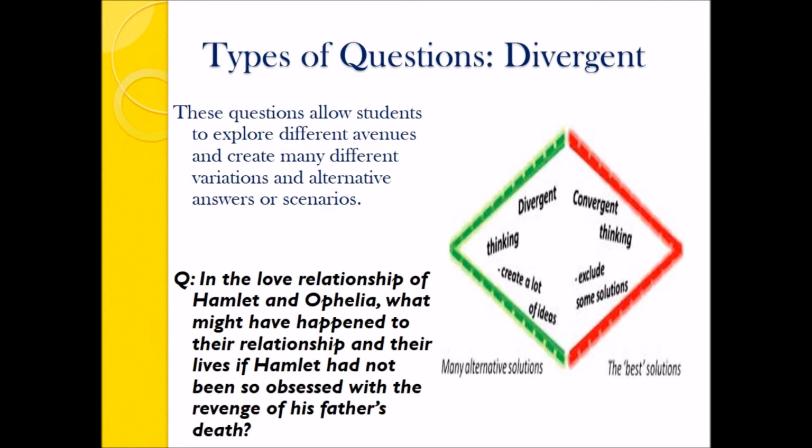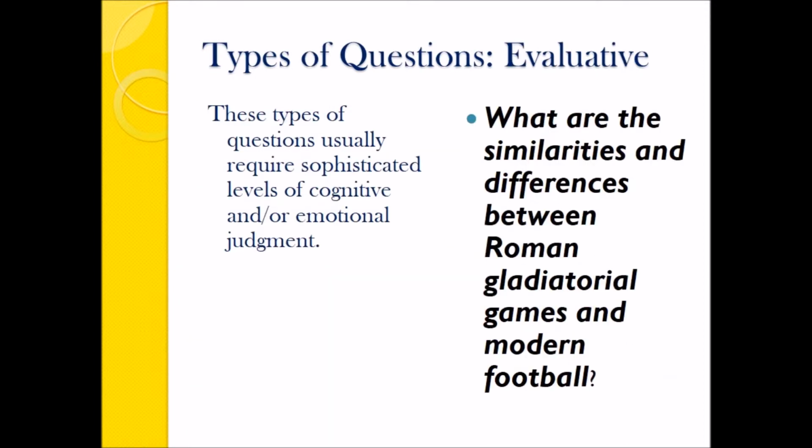Divergent questions allow students to explore different avenues and create many different variations and alternative answers or scenarios. Evaluative questions usually require sophisticated levels of cognitive and or emotional judgment. An example of this would be, what are the similarities and differences between Roman gladiatorial games and modern football? This question engages the student at a higher level of analysis.